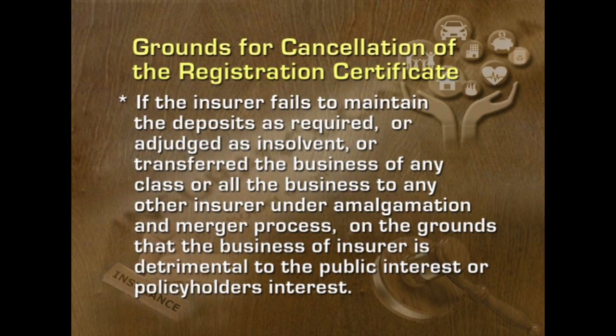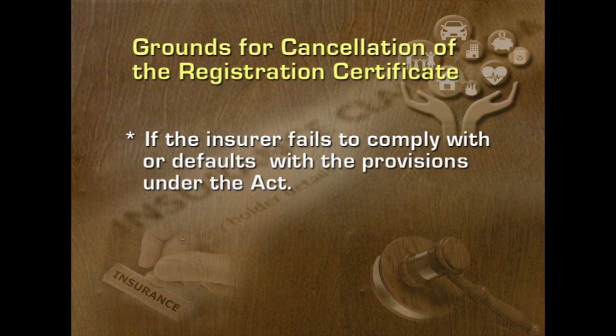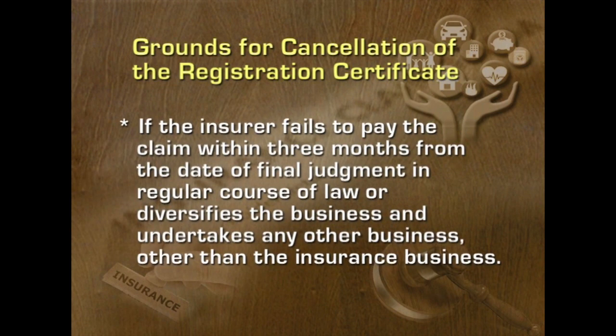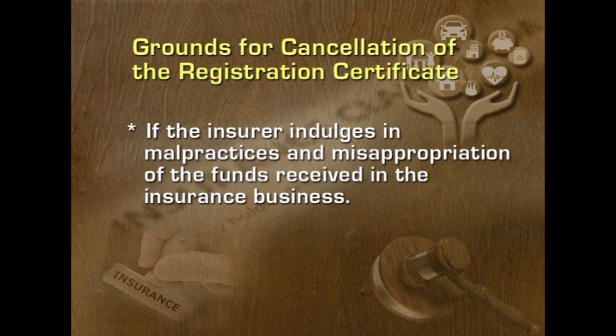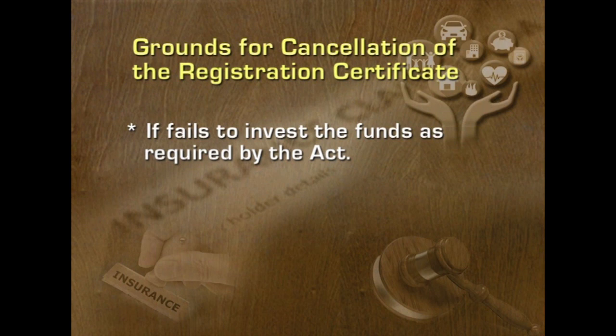on the grounds that the business of insurance is detrimental to the public interest or policyholders' interest, if the insurer fails to comply with or defaults with the provisions under this Act, if the insurer fails to pay the claim within 3 months from the date of final judgment in regular course of law, or diversifies the business and undertakes any other business other than the insurance business, if the insurer indulges in malpractices and misappropriation of the funds received in the insurance business, if the insurer fails to submit the periodical reports and statements as required, or fails to invest the funds as required by the Act.